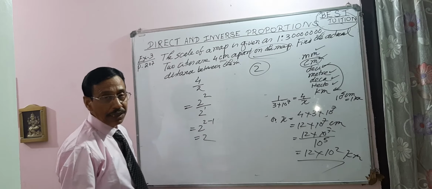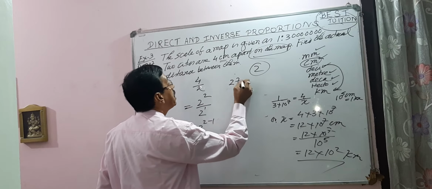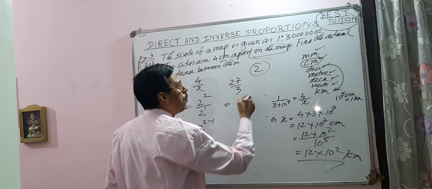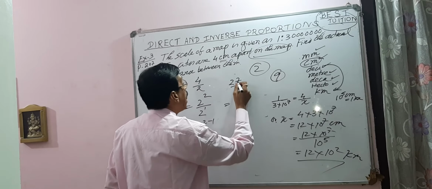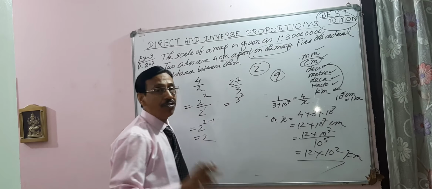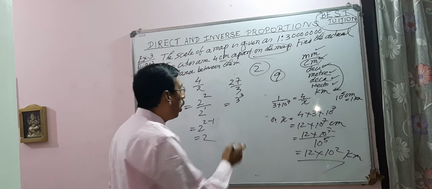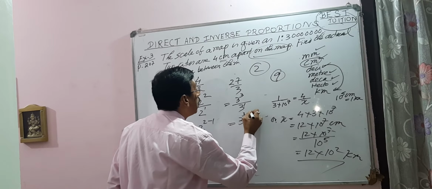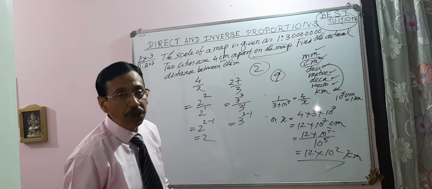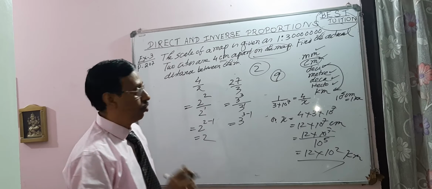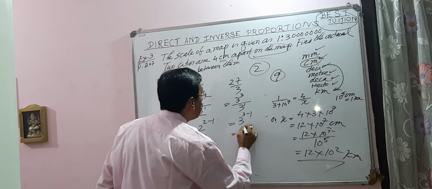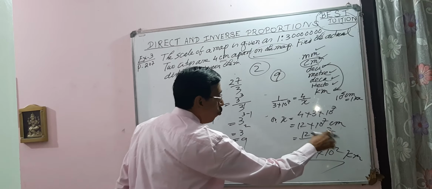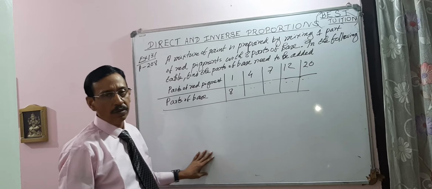One more example. Suppose it is 27 by 3. Everybody knows the answer is 9. So I shall write 3 to the power 3, means 3 into 3 into 3, 27. Now divided by 3, power is 1. I shall reduce 1. In division, power will be reduced. So you will get 3 square is equal to 9. In this way, we got this answer.